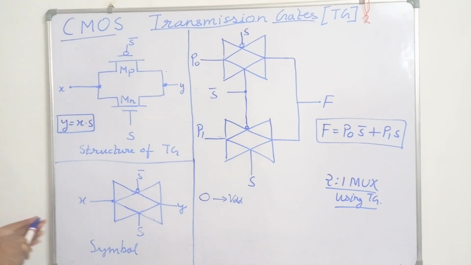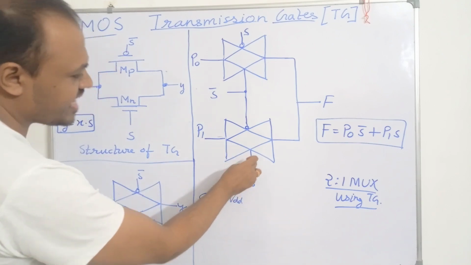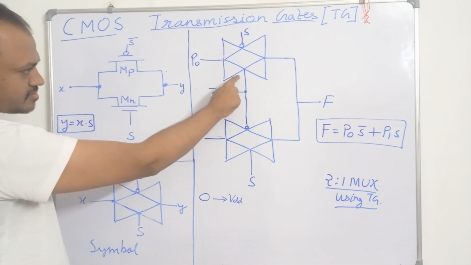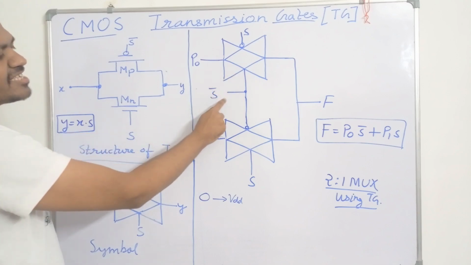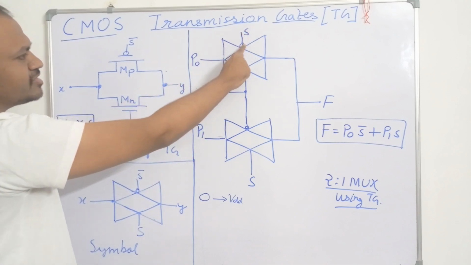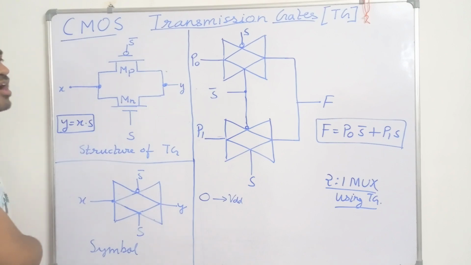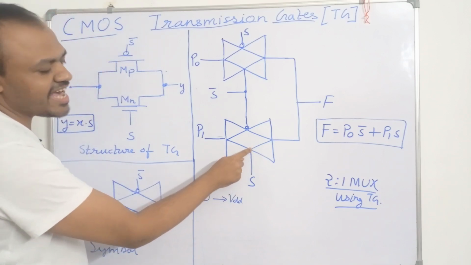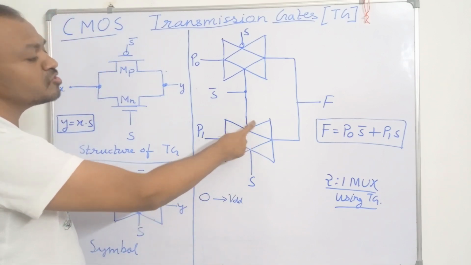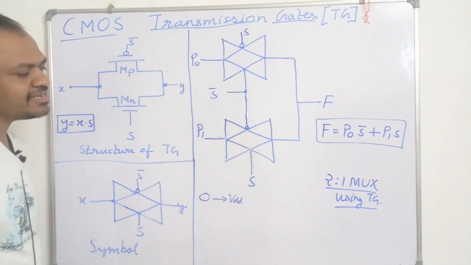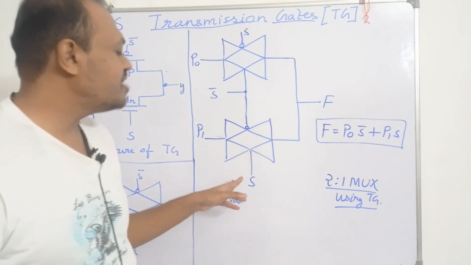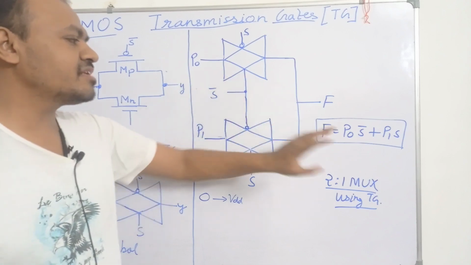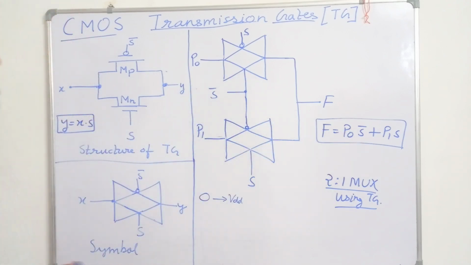But when S is equal to 1, this NMOS will be off because S bar equal to 0, and this S is equal to 1. So this transmission gate will be off, or it will act as an open switch. But now the second transmission gate will be on, because when S equal to 1, this NMOS will be on and this PMOS will also be on. So the transmission gate will act as a closed switch. So when S equal to 1, F equal to P1. So we have got the equation F equal to P0 S bar plus P1 S.